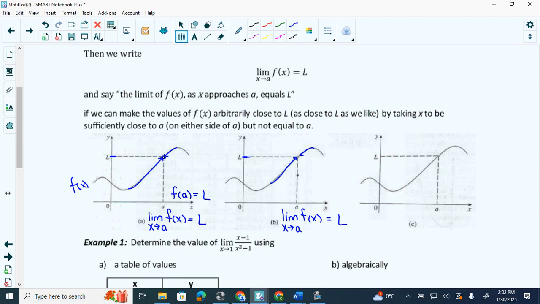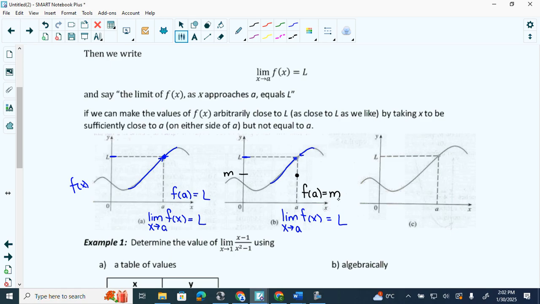We agree? For this one, though, f of a equals something down here. Do you see that? We can label it as m, maybe. So for this graph, f of a equals m. I don't actually care about that when I talk about limits. Limits is just what it's approaching from the left and the right, not what that actual value is. So from the left and the right, they're both approaching L, so the answer is L. But f of a equals m.